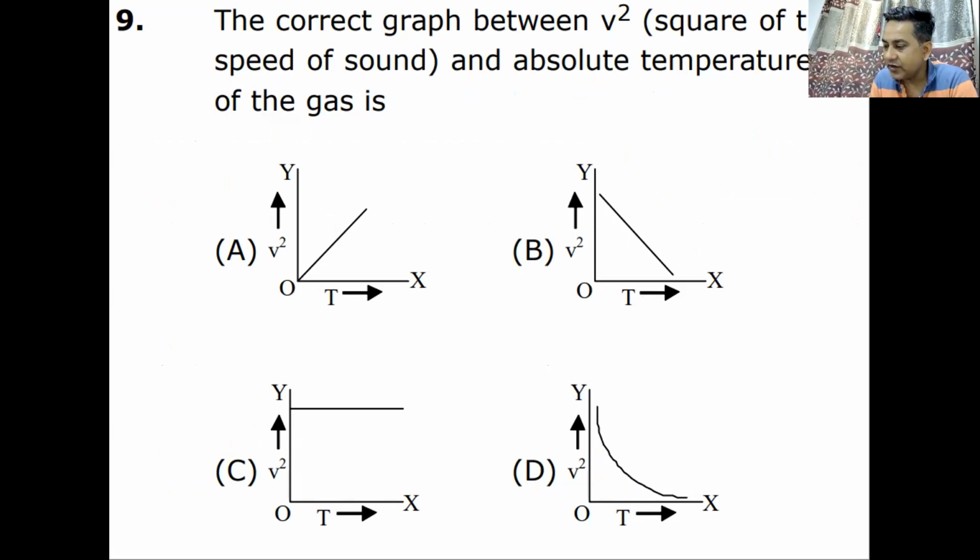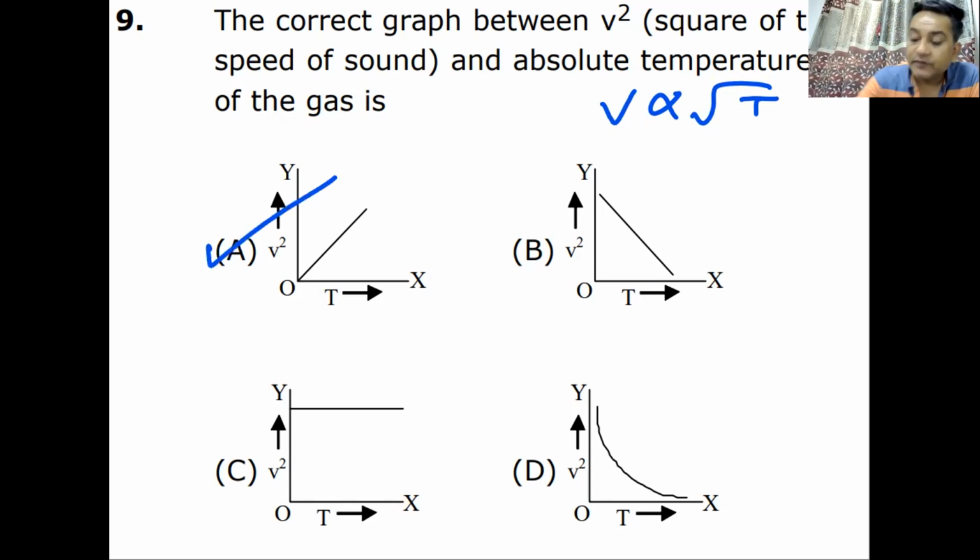Which is the correct graph of V square with T? What happens with temperature, bacha? V is proportional to root of T. Do you remember this? Yes or no? No or yes? So V square will be proportional to T. With temperature, V square will increase. It will be a straight line. And the answer would be A. Do we understand this? Can I have some raise hand that we understand this? That is great. We are doing absolutely fabulously in this section, and I'm very happy.